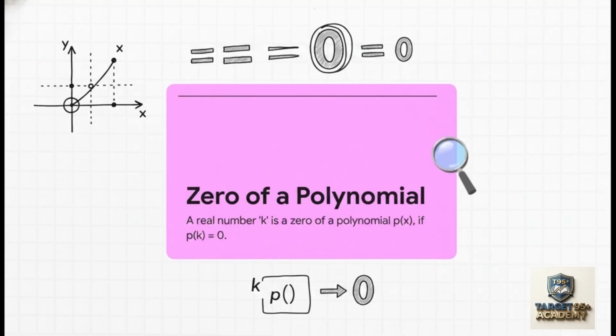Okay, so here's the official, super formal textbook definition. It says some number k is a zero if you plug it into the polynomial for x and the whole thing spits out a zero. I mean, that's the math speak. But let's just forget the words for a second and see what this really looks like on a graph, because that's where the magic happens.